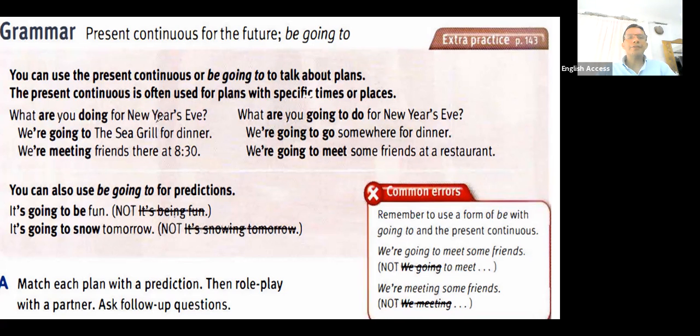What are you doing for New Year's Eve? We use present continuous when you mention future plans, when you mention the time or the date or the event you're going to do. Like if I tell you, I am having dinner tonight. I am watching a movie later. I am visiting my family next weekend.